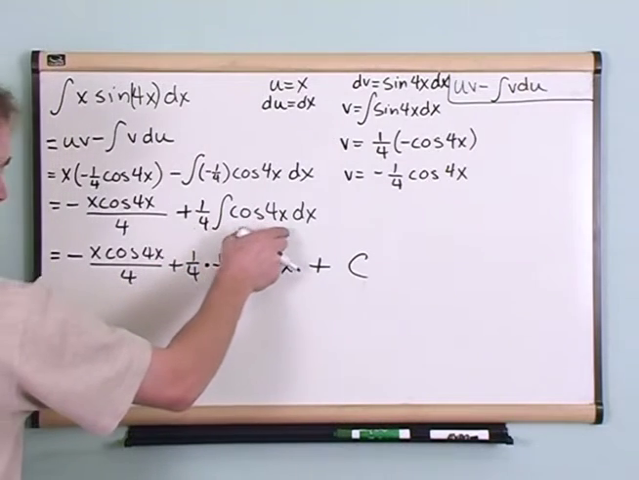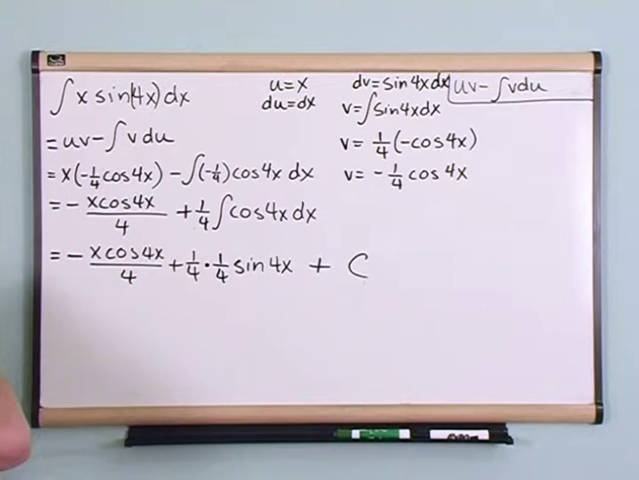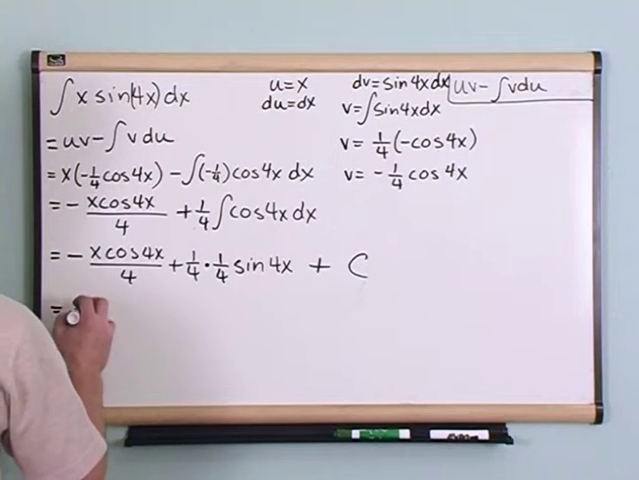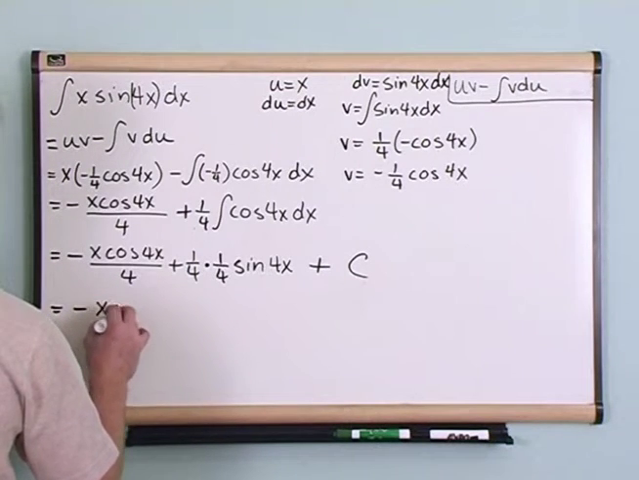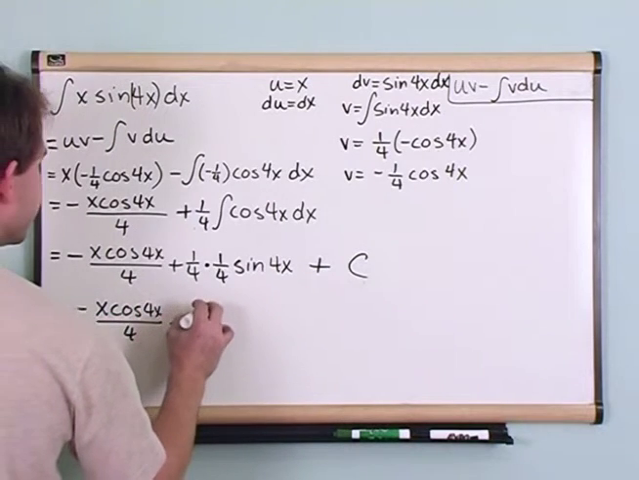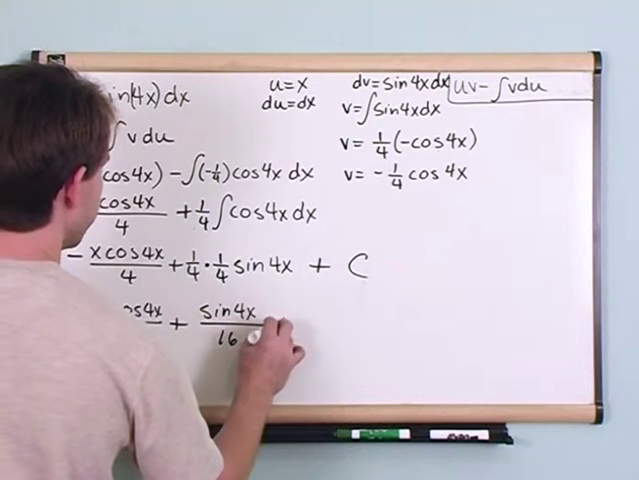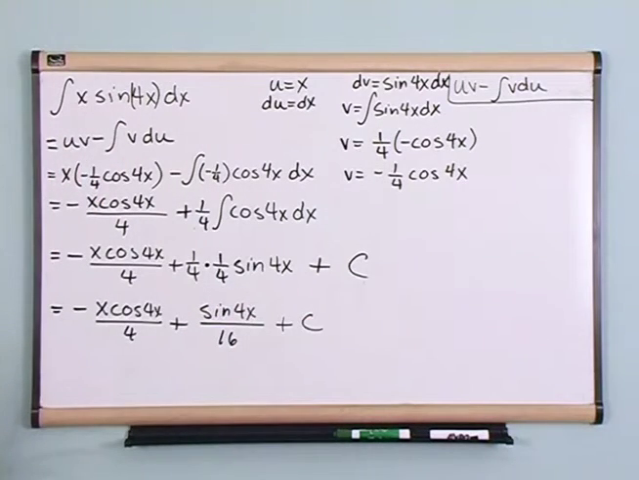I encourage you to go ahead and practice this and do it again. If you go back to the section of this particular DVD on trig integrals, you will see that we've done a problem, probably the exact same problem or something very close. So to finish it off, you have x times cosine of 4x over 4 plus the sine of 4x over 16 plus a constant. And that's the answer to the problem.